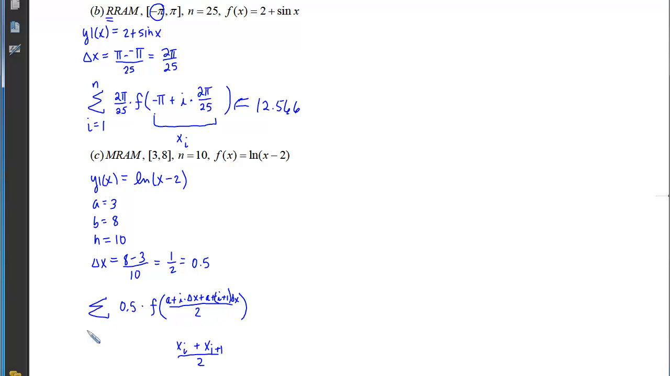So in this particular case, our i starts with 0, remember your first left edge up to your last left edge. So if we rewrite this using our a's and b's and delta x's here, we're going to have the summation from i equals 0 to n minus 1, which is 9, of delta x times f of 2 of those a's, that's 2 of these 3's, plus 2 i's plus 1 times my delta x again, all over 2. So this is what we're going to want to put into our calculator.